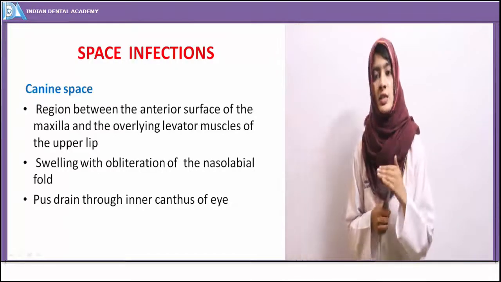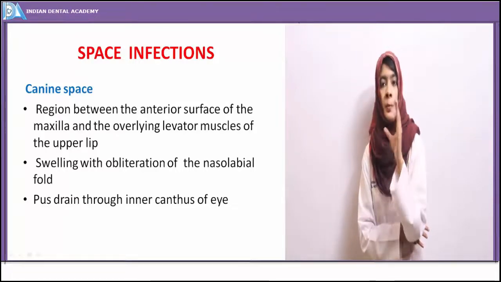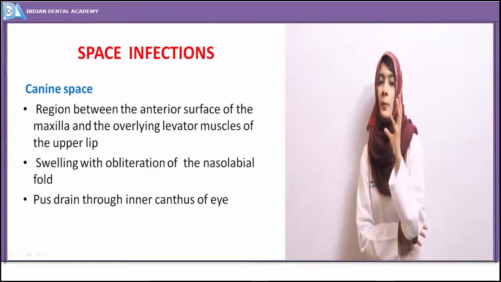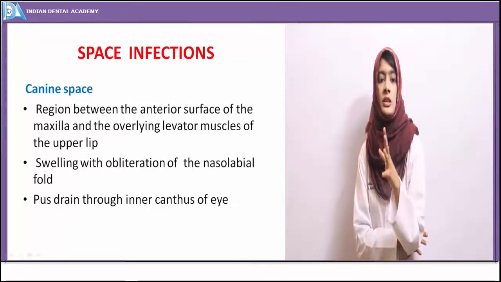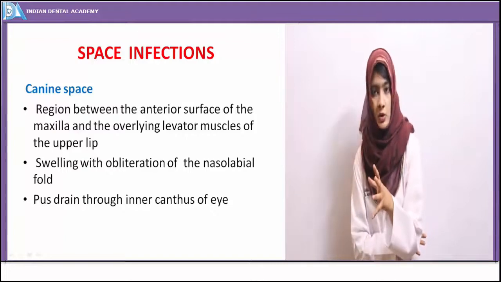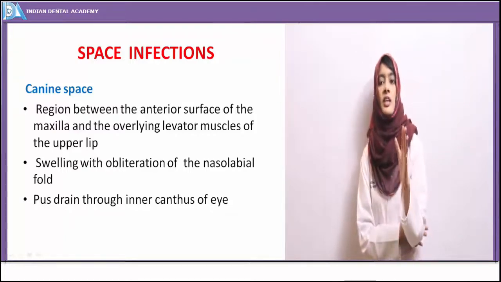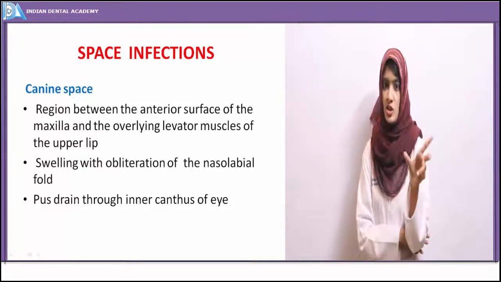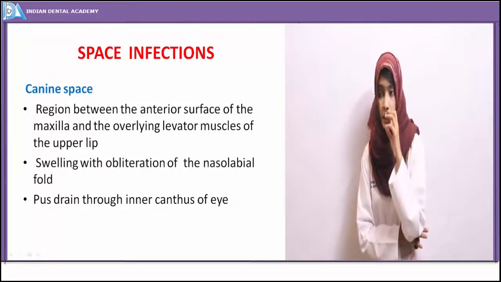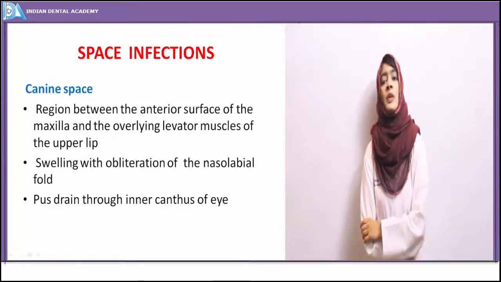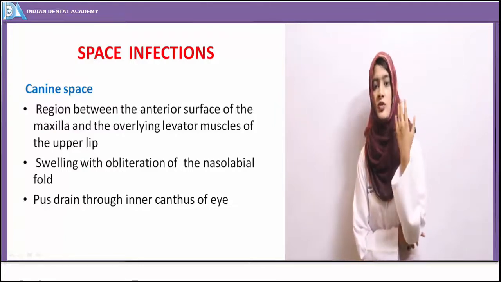Now we'll see the space infections one by one. As we know, the space is just a potential tissue space. It normally encloses the gland associated with it, and the muscles and nerves of that particular region, and only when inflammation spreads along it does that particular space show a prominence of infection. The canine space is nothing but infection involving the region of the maxilla, that is the upper third of the face.